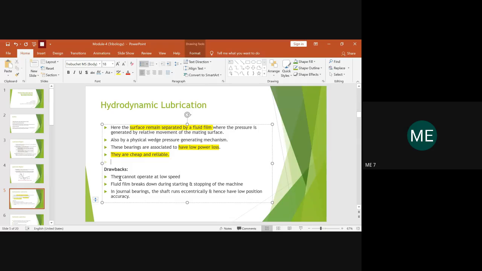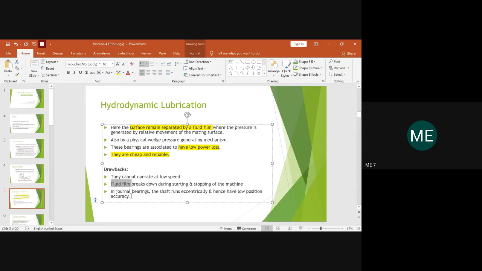Why? Because it has some associated drawbacks. Hydrodynamic lubrication always operates under high speed, so it cannot operate at lower speed. This is one drawback. The second thing is the fluid film across the inlet of the oil will break down during the starting and stopping of a machine. When the machine starts and stops, at that time the fluid film breaks. So this is one more drawback.